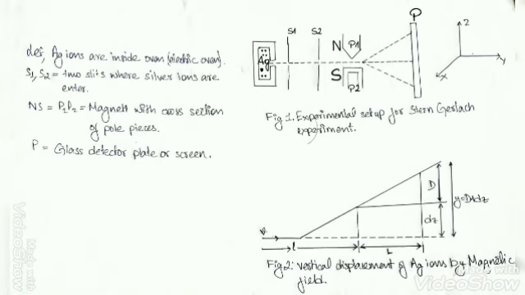Let Ag atoms be inside an electric oven. S1 and S2 are the two slits through which the silver atoms pass. N, S equals P1, P2, the magnet with cross sections of pole pieces. P equals the glass detector plate or screen, as shown in figure 1. And figure 2 shows the vertical displacement of Ag atoms by the magnetic field.